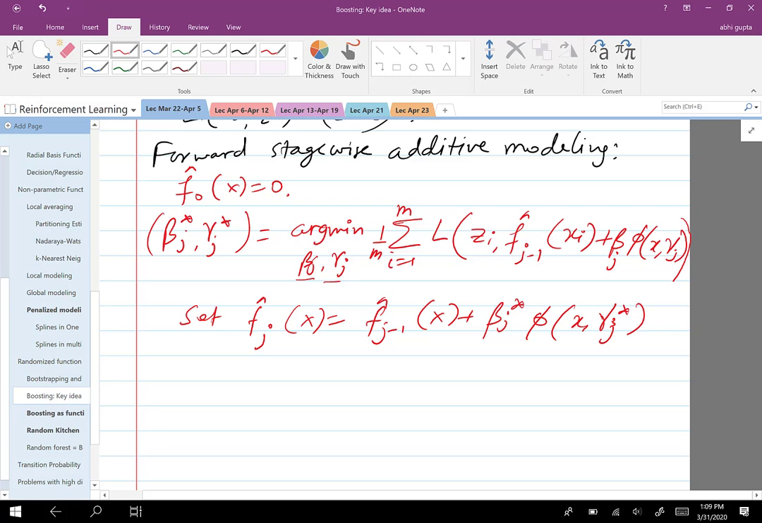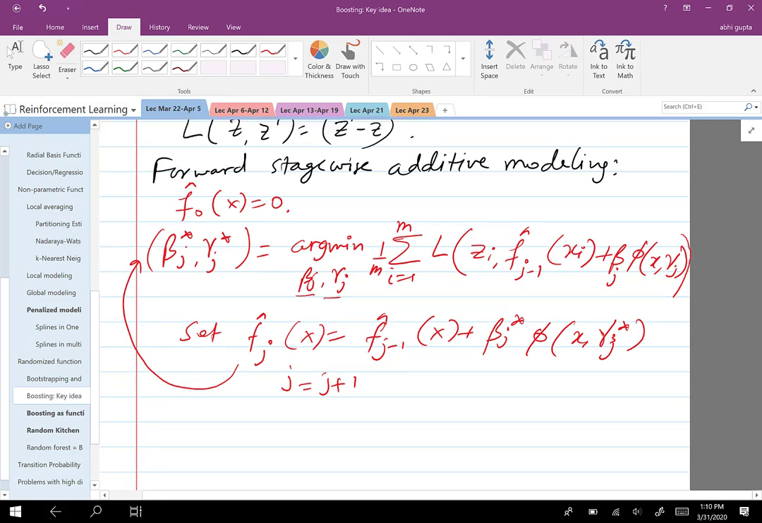Gamma j star. Okay, so this is my f hat j. So f hat j is the previous f hat j minus 1 plus beta j star phi, with beta j star, which you found here, and then gamma j star, which you also found as part of this optimization. And then once you set this, you go back with the new index j equals j plus 1, and then you move on to compute beta j plus 1 and gamma j plus 1.